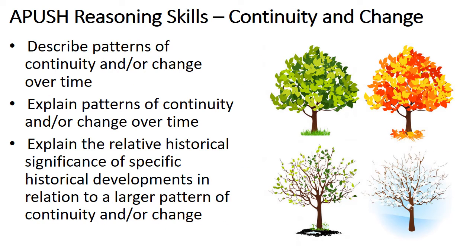The third reasoning skill is continuity and change. Like the other skills, they could simply ask you to describe the patterns of continuity and or change over time. They could ask you to explain the patterns over time. An example of this would be they would give you a pattern and you'd have to explain it. Or, once again, they could ask you to explain the significance or importance of a certain specific historical development in relation to a larger pattern of either continuity or change. And we'll give you examples of that later on.